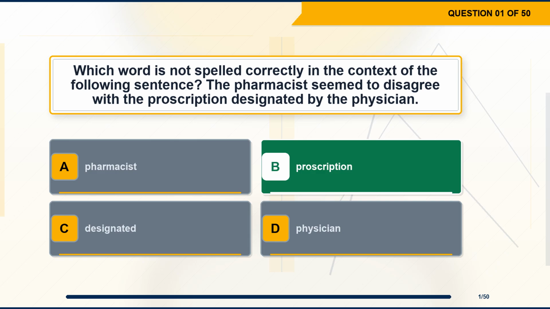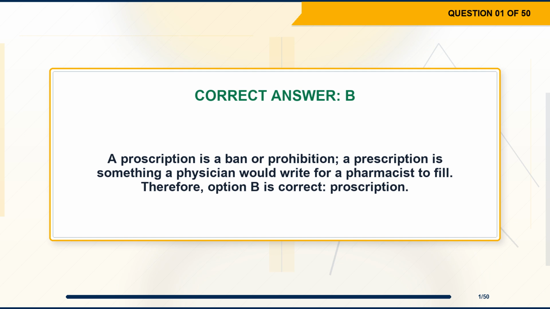The correct answer is option B, prescription. Explanation. A prescription is a ban or prohibition. A prescription is something a physician would write for a pharmacist to fill. Therefore, option B is correct, prescription.